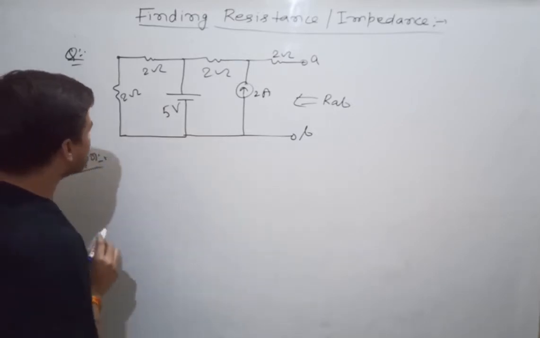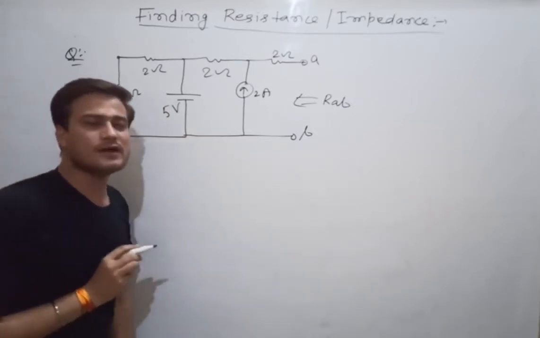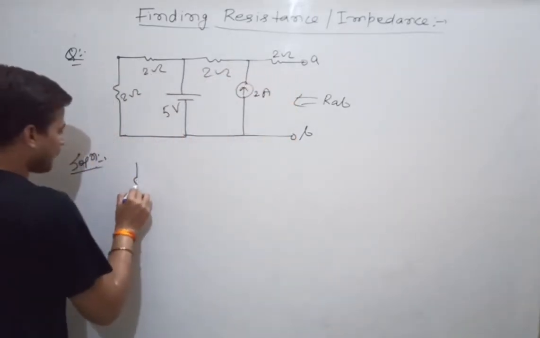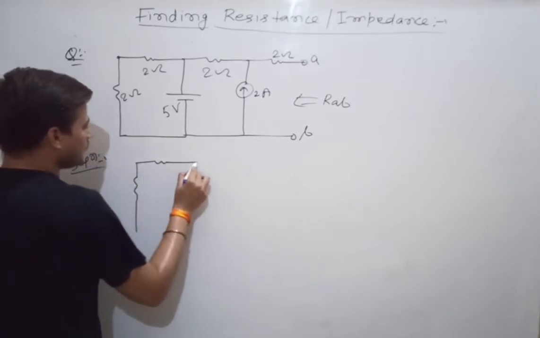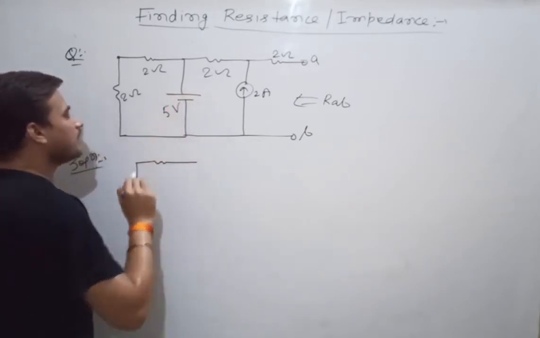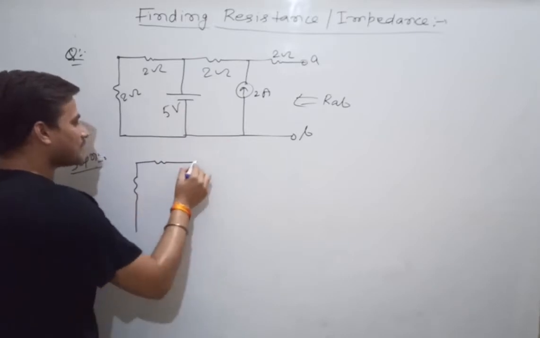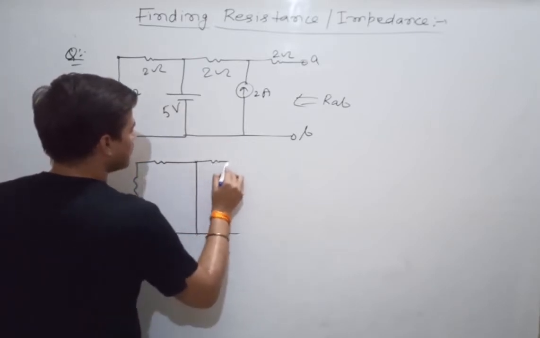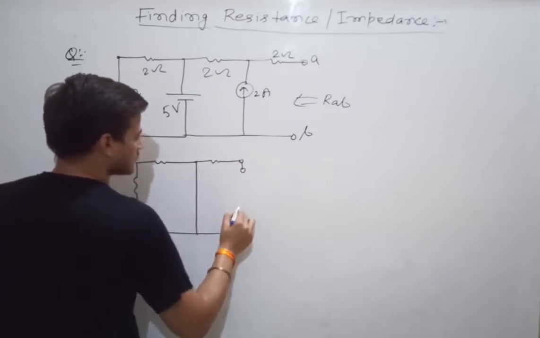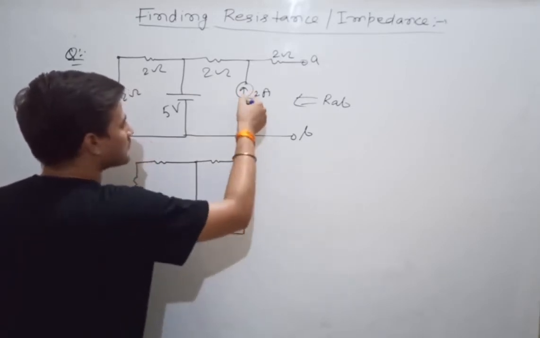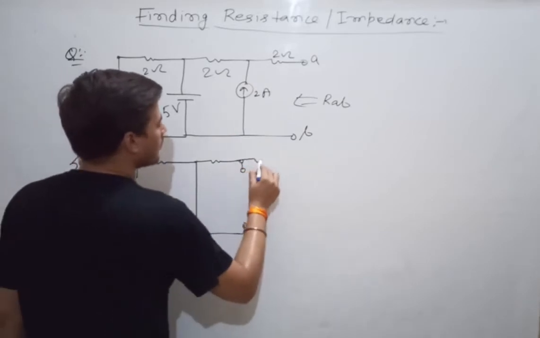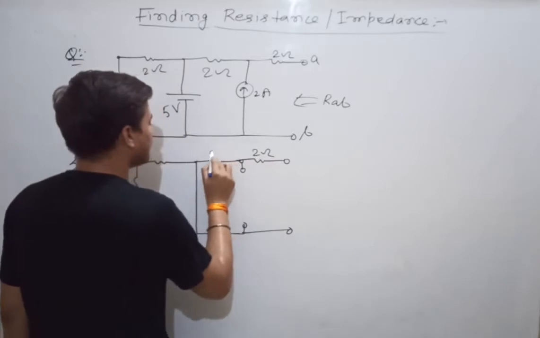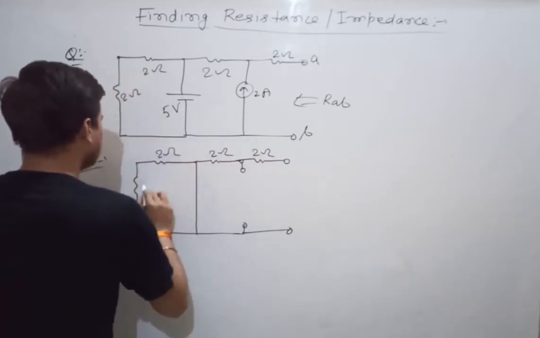First step is we have to deactivate the sources. So let us redraw the circuit. 2 ohm, this is 2 ohm. Now deactivate. This is an independent source, which will be deactivated, that means replaced by a short circuit. Next, you are having a current source. A current source will be replaced by an open circuit, and then you are having the 2 ohm resistors.